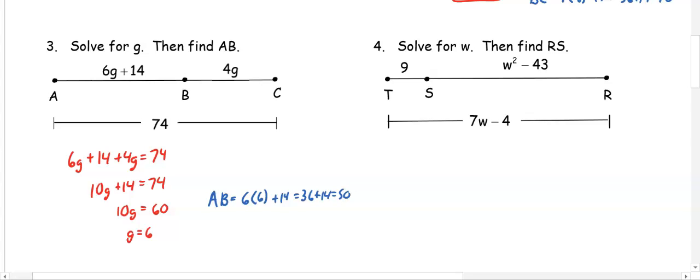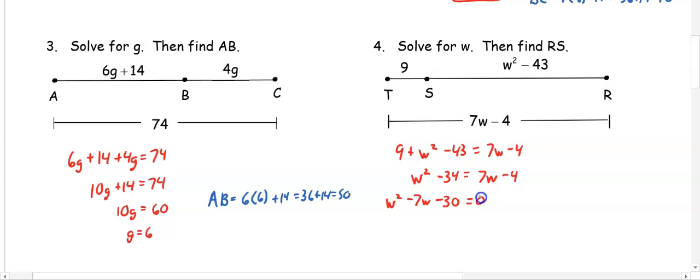In number 4, solve for W and then find RS. So we have our two parts again. So we have 9 plus W squared minus 43 equals 7W minus 4. When we combine like terms, we have W squared minus 34 is equal to 7W minus 4. Because there's a W squared, this is going to be a factoring problem, so we want to move everything to the W squared side. So we have W squared minus 7W minus 30 equals 0.